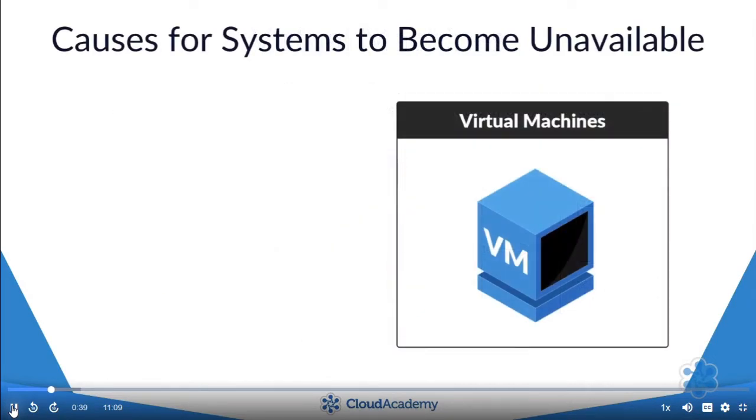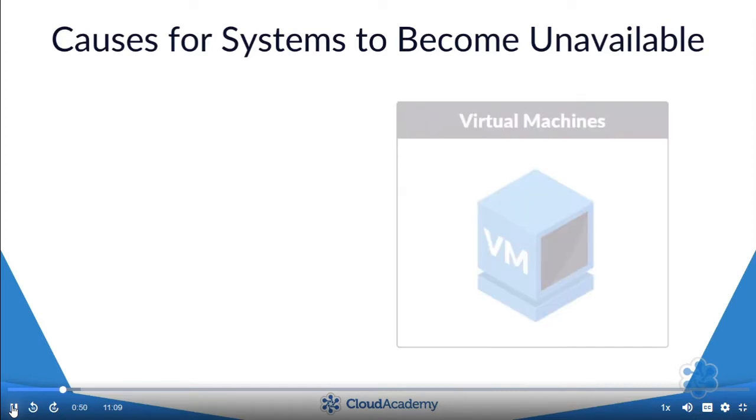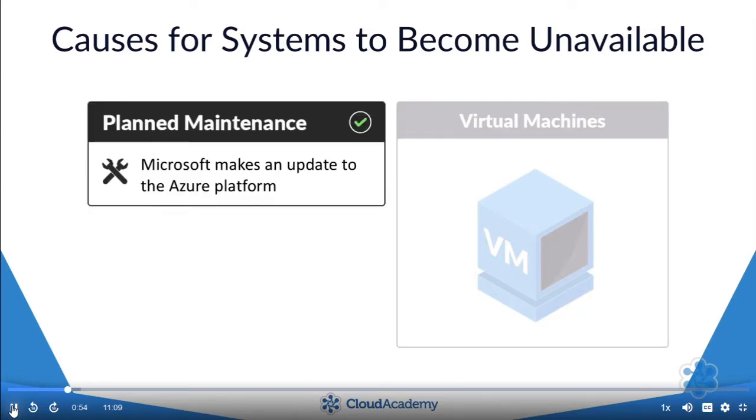In order to understand how to implement high availability for VMs, it's important to consider the different causes for a system to become unavailable. There are two Azure-related causes for a VM to become unavailable, which are planned and unplanned maintenance. Planned maintenance is where Microsoft makes some sort of update to the Azure platform. This could be any sort of improvement, for example, security patches, performance fixes, or anything like that. A lot of the time you won't notice that anything has even happened.